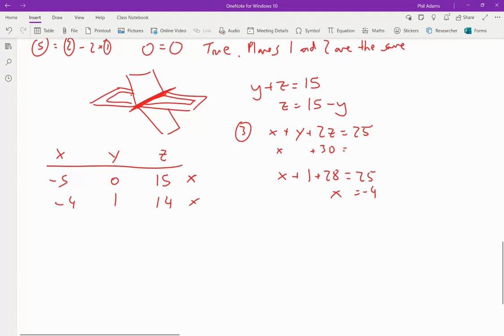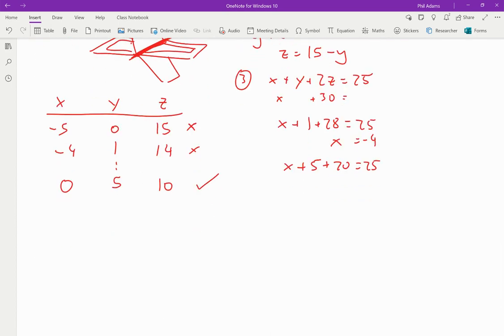So what I'm going to do is stop wasting my time. I'm going to jump y right up to 5, which would make z then 10 because 15 minus 5. And now when I substitute this in here, I've got x plus 5 plus 20 equals 25, so x will be 0. So that's our first valid solution.